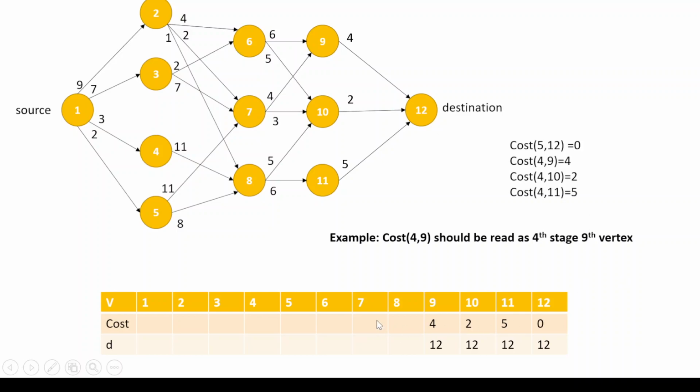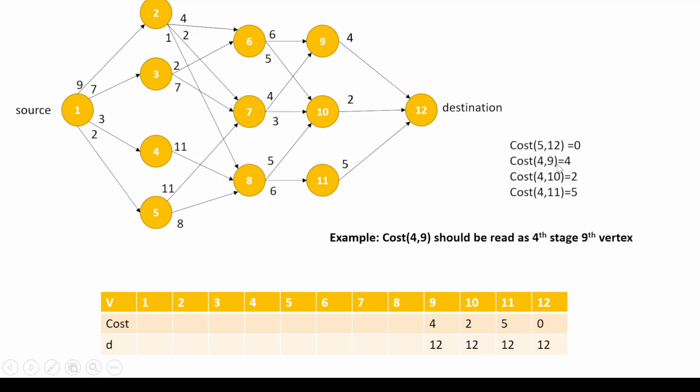So in the table, we have a table for cost and distance or the cost and the destination through which vertex we are moving. So here cost is 0 and we are moving to the 12th vertex. Now we have completed with the fifth stage vertex. Let us move backward to the fourth stage vertices. Fourth stage we have three vertices, that is fourth stage ninth vertex, fourth stage 10th vertex and fourth stage 11th vertex. Let us find the cost of fourth stage ninth vertex to reach the destination.